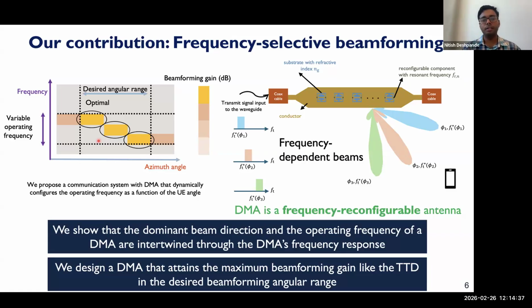If you're familiar with the frequency hopping technique in CDMA, where the spectrum of communication changes dynamically depending on the channel condition, it's a similar analogy where we can create frequency dependent beams by changing the operating frequency of communication. In our work, we show that the dominant beam direction and the operating frequency of the DMA are intertwined through the DMA's frequency response. We design a DMA that attains the maximum beamforming gain, like the true time delay array, in the desired beamforming angular range.